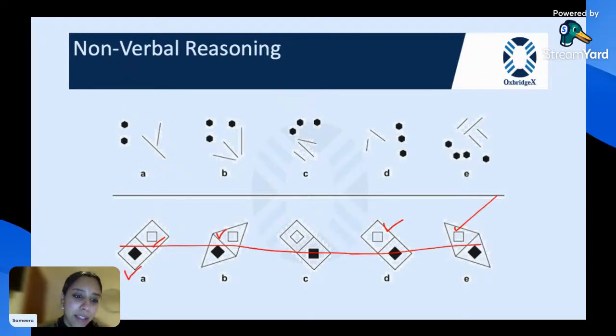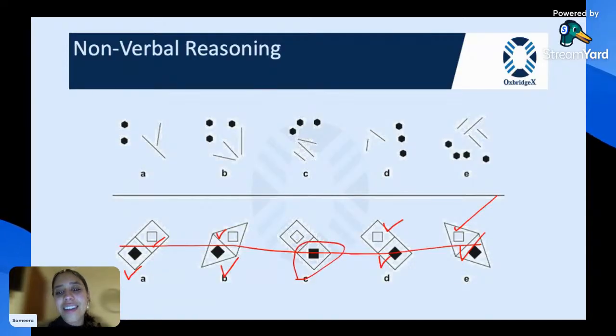I say diamond, it's just really a square that's been rotated, hasn't it? But the next one's also a diamond. This one is a square. It's not been rotated, so I'm going to leave that one out. Diamond, diamond. With C, what seems to be a problem?